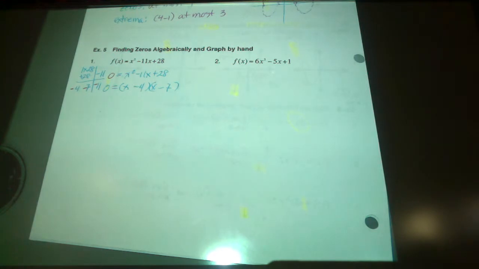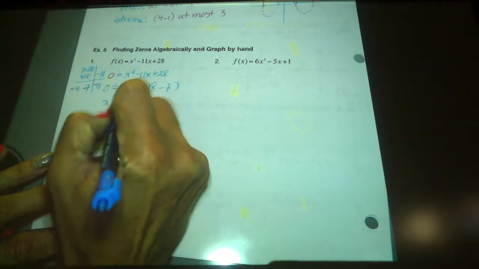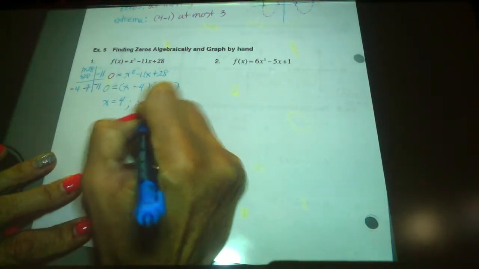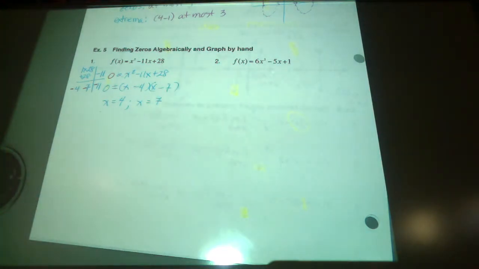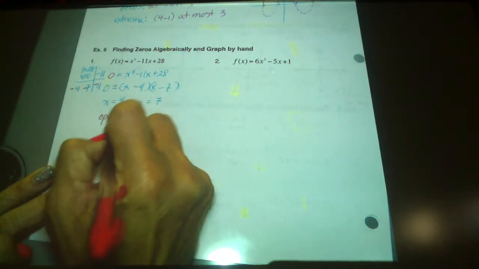Will completing the square, by the way, solve and find the zeros for you? No. So if my goal is to find the zeros, I don't think I'd be completing the square. So your only choice here is quadratic formula or factoring. And so if you set each one of these equal to 0, then you get x is equal to 4 and x is equal to 7. Does this parabola open up or down? So we know that it opens up.